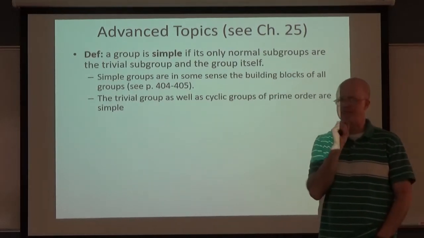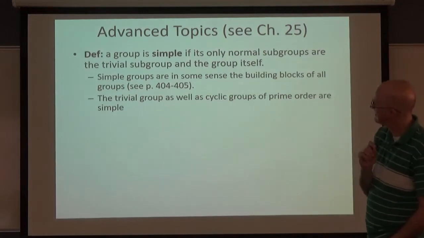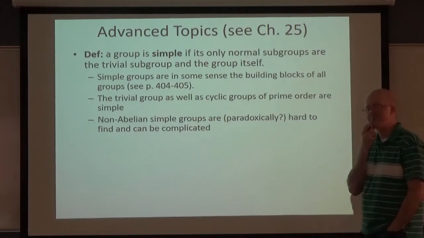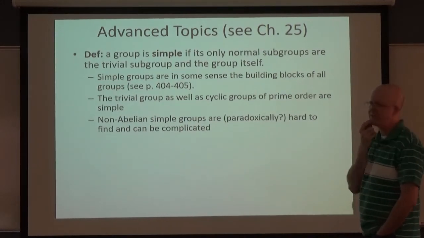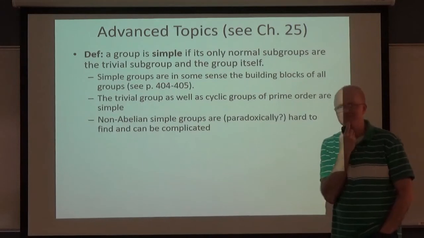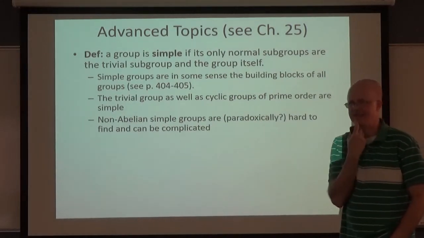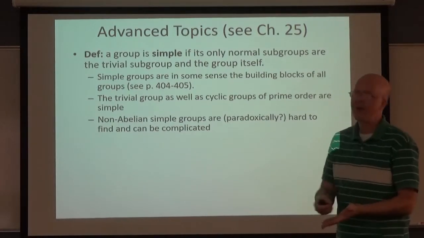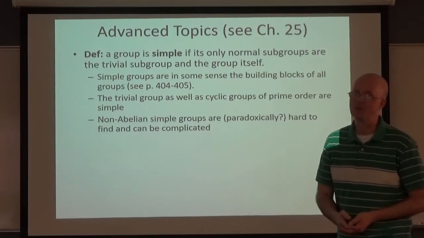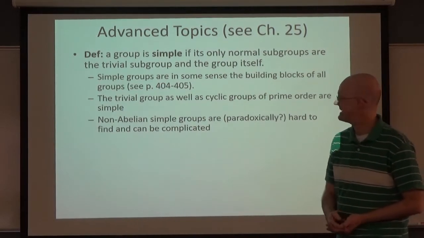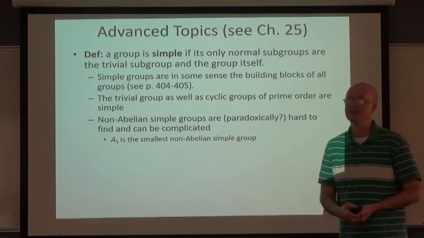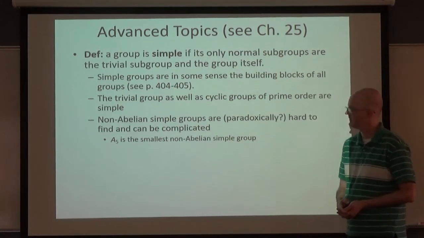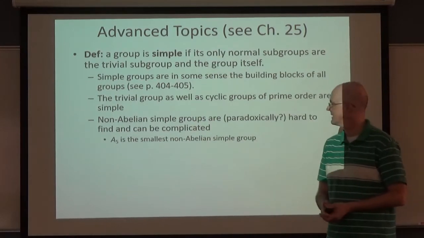But the name simple group is a little bit of a misnomer. It's a little bit misnamed, I think. It's historical. But non-abelian simple groups are paradoxically hard to find and can be complicated. Not necessarily real simple to understand, is what I mean. In fact, the smallest non-abelian simple group has order 60, and it is our old friend A5, the alternating group on 5 objects. It's got order 60, right? 5 factorial divided by 2. And it is the smallest non-abelian simple group.